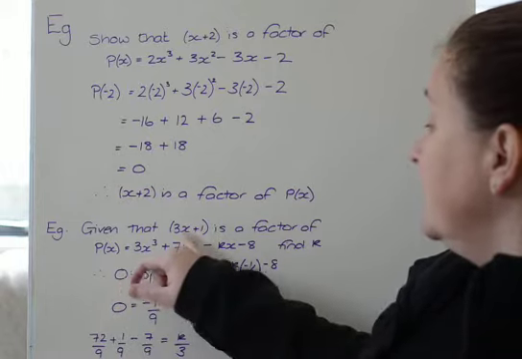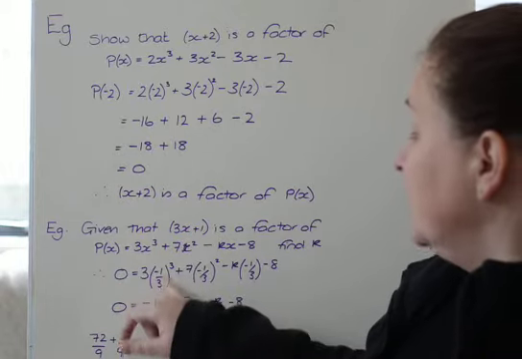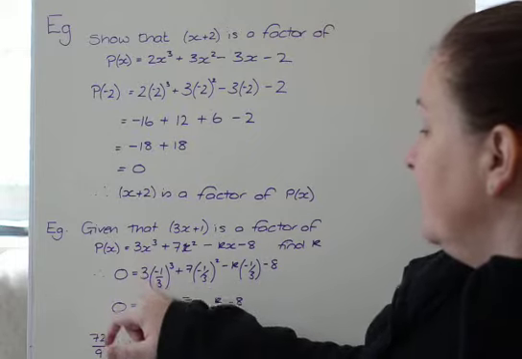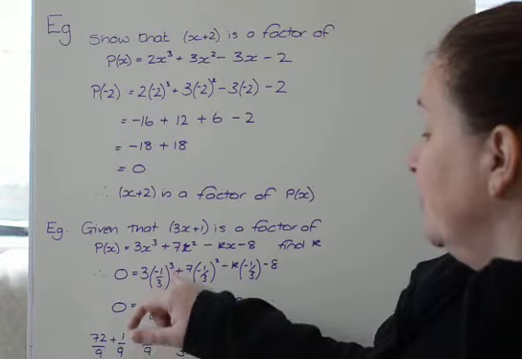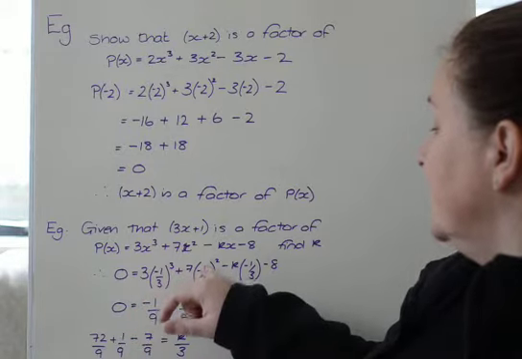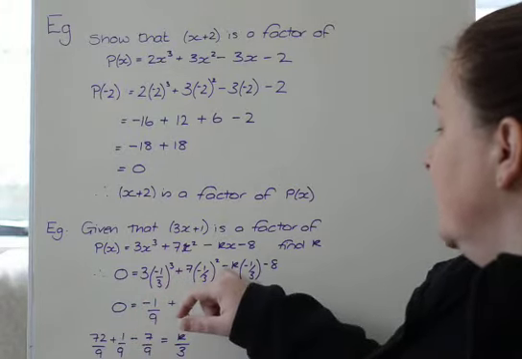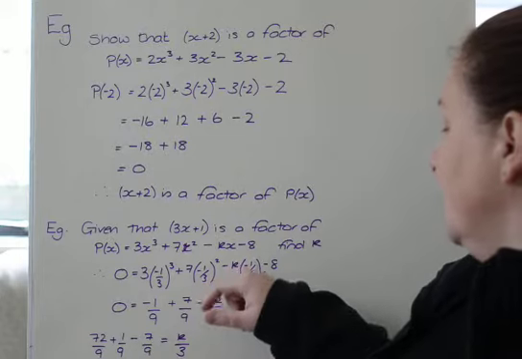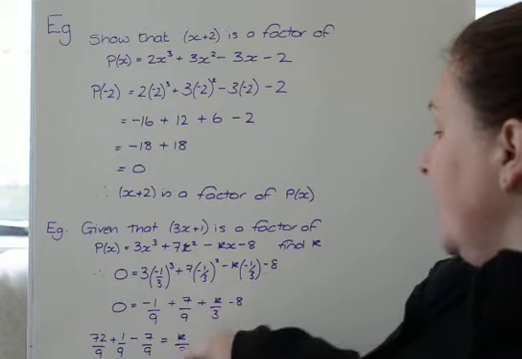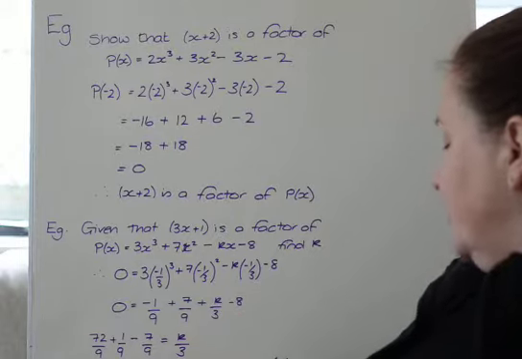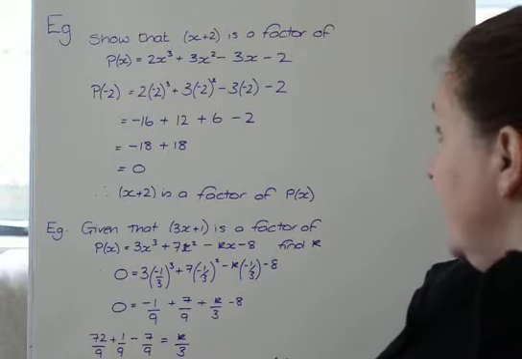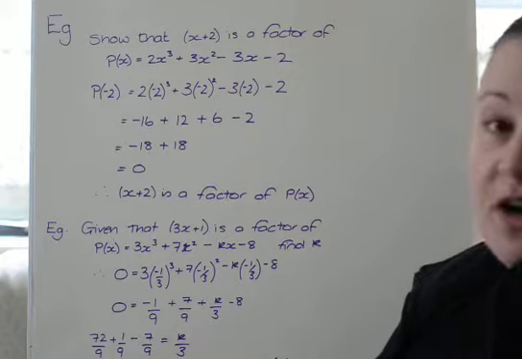Okay. Substitute in for this case, it's going to be negative 1/3. So I get 3 times negative 1/3 all cubed, plus 7 times negative 1/3 squared, minus k times negative 1/3 minus 8. Okay, evaluating all of that out, and that's just simple arithmetic to show you that ultimately k ends up being 64/3.